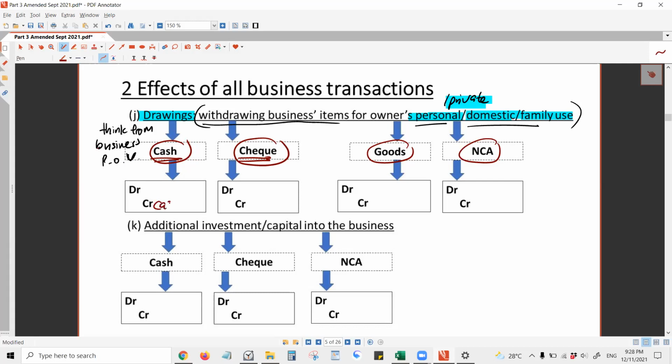you credit cash. Okay, this is J1. You can call this J1, J2, J3, J4. So first one you credit cash, second one you credit bank, because when you have taken cash out of the business for personal use, you would have less cash in your business, right? So you credit cash. And then the third one, here you have to be careful.